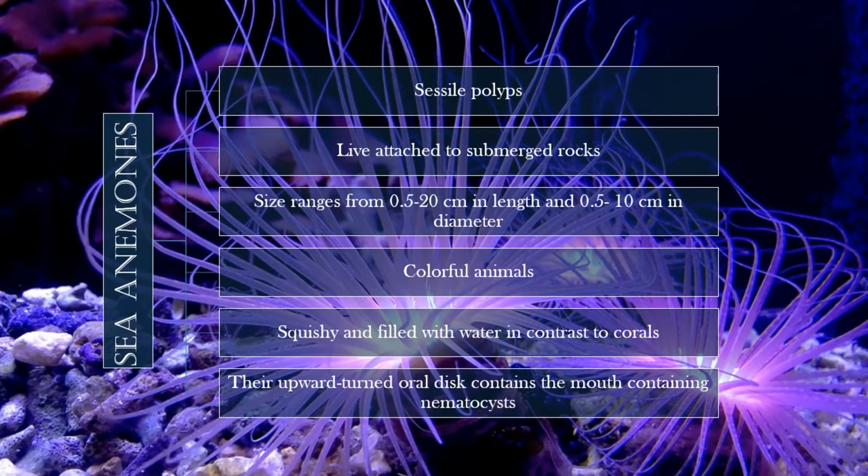Their size ranges from 0.5 to 20 cm in length and 0.5 to 10 cm in diameter. They are colorful animals. They are squishy and filled with water in contrast to corals. Their upward turned oral disc contains the mouth containing nematocysts.